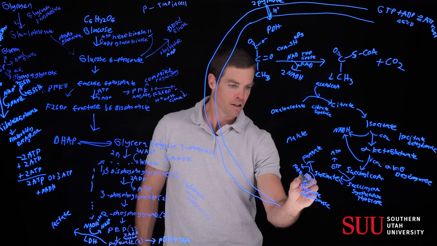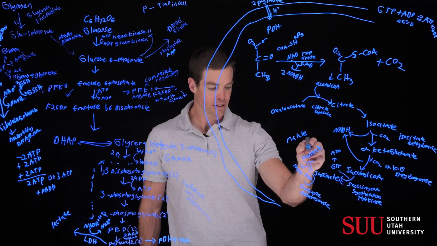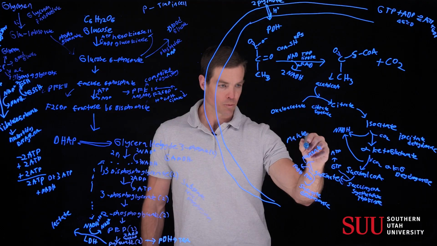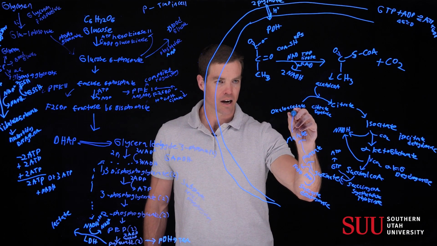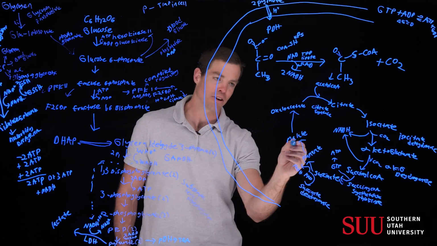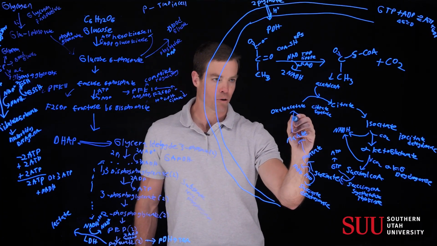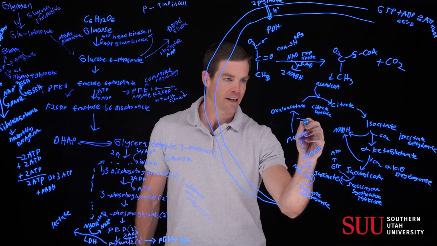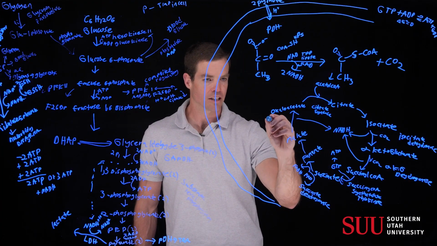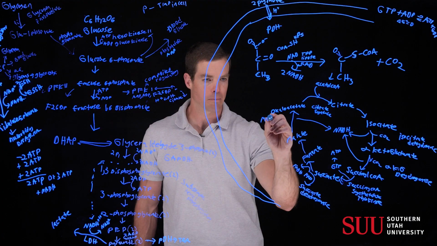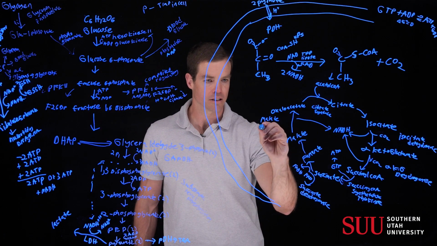And now if I have fumarate, we're going to lose some water and go to malate, and then malate to oxaloacetate. This is another important one, because during this reaction you're going to make another NADH, because this enzyme is also a dehydrogenase. It's malate dehydrogenase.